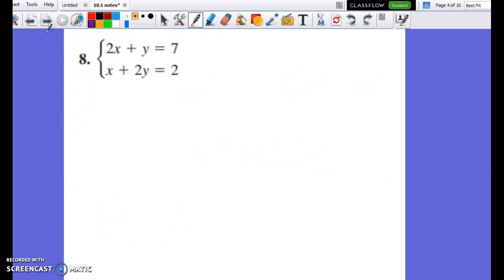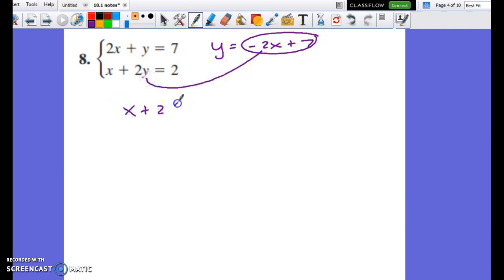All right, looking at this problem, I could easily do substitution or elimination. It really doesn't matter which one. If I wanted to do substitution, I would just solve for y, get y by itself. Take this, plug it in here. And distribute. Solve for x.